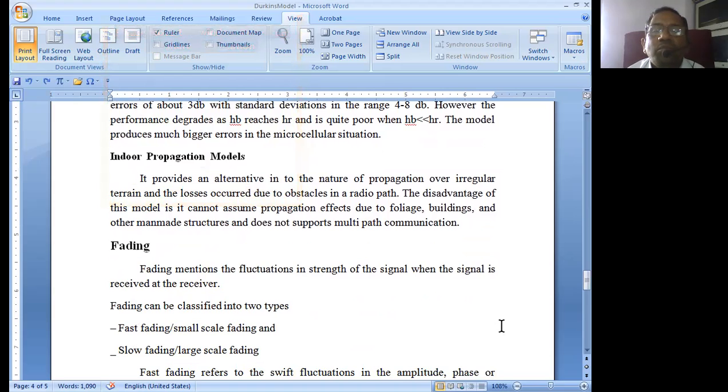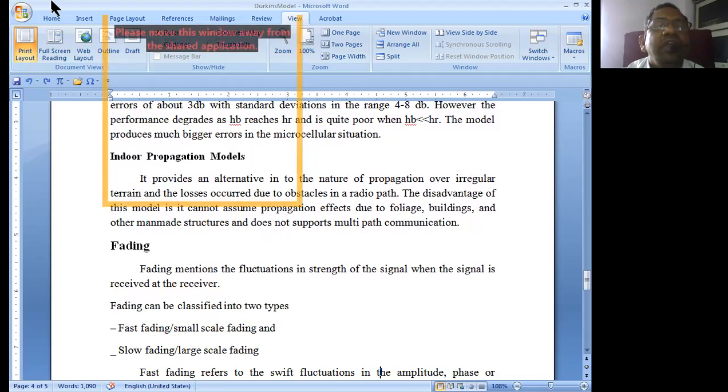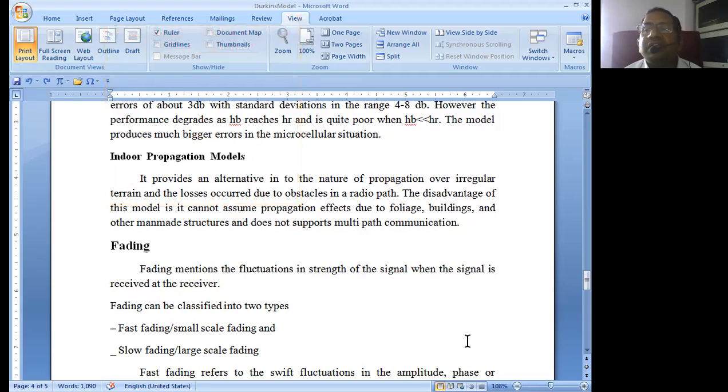Then more or less all these methods or models are simply going to reduce the fading effects. Here fading mentions the fluctuations in the strength of the signal when the signal is received at the receiver. So what do you mean by fading? Fading is nothing but fluctuations in the strength of the signal when it is received at the receiver side. The strength of the signal is received in terms of what? Amplitude, phase, and delay. Three things will be there at the receiver.